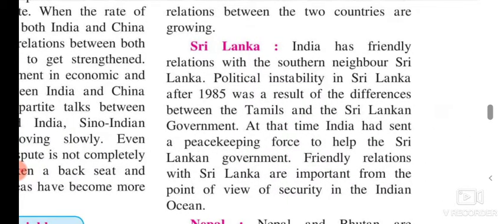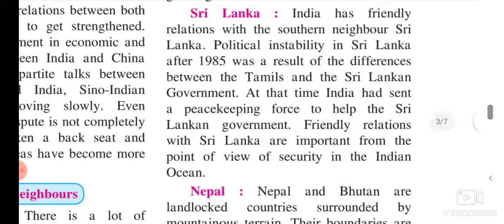Sri Lanka. India has friendly relations with the southern neighbor Sri Lanka. Political instability in Sri Lanka after 1985 was a result of differences between Tamils and the Sri Lankan government. At that time, India had sent a peacekeeping force to help the Sri Lankan government. Friendly relations with Sri Lanka are important from the point of view of security in the Indian Ocean.